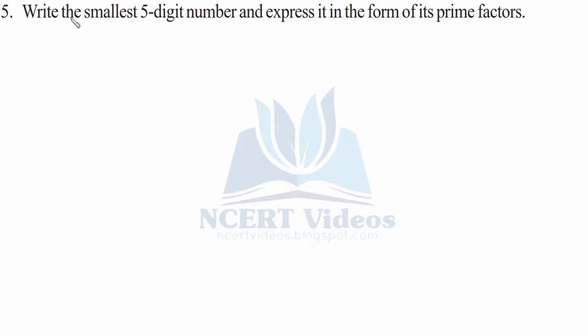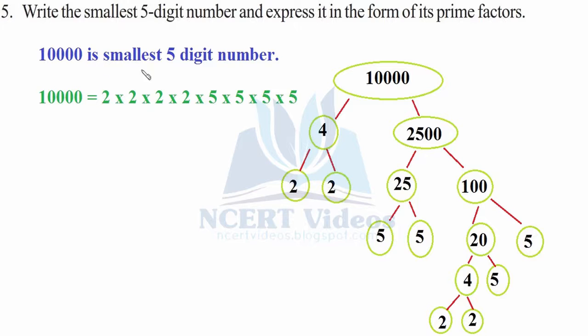Fifth, write the smallest 5-digit number and express it in the form of its prime factors. So 10,000 is the smallest 5-digit number. It can be written as 2 4 times and 5 4 times. So here the factor tree would be 4 into 2500 gives 10,000, 2 into 2 gives 4, 25 into 100 gives 2500, 5 5s are 25, 25 is 100, 4 5s are 20, and 2 2s are 4.